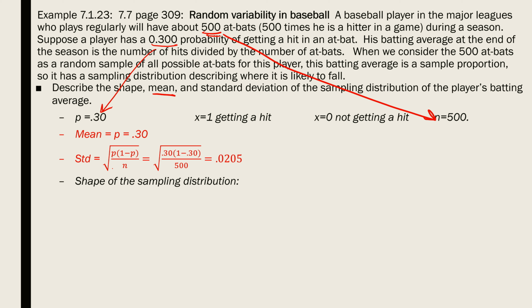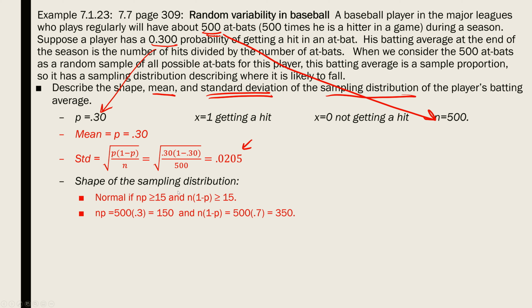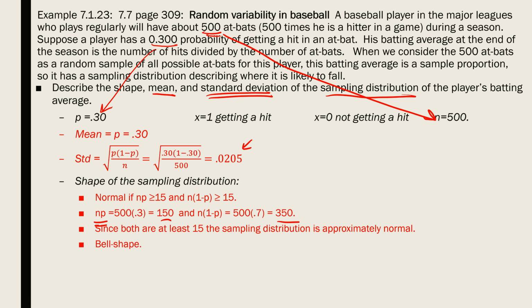The standard deviation of the sampling distribution will be calculated in this way. Then we want to determine the shape of the sampling distribution. Sample size n times p, where n is 500, equals 150, and n times 1 minus p is 350. Both this number and this number are larger than or equal to 15. So the sampling distribution is approximately normally distributed. So it has a bell shape.